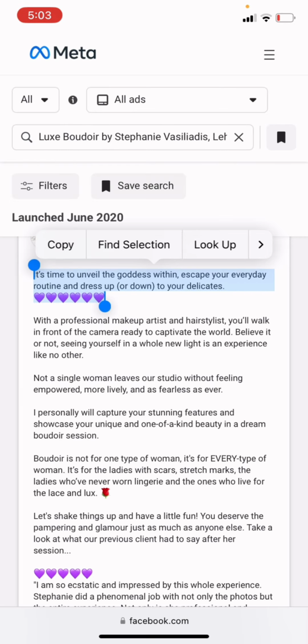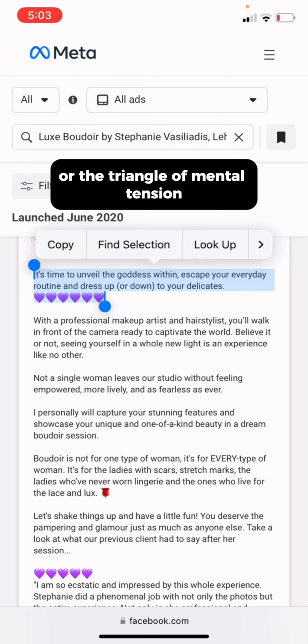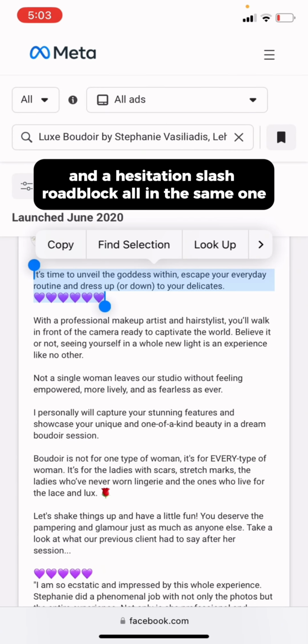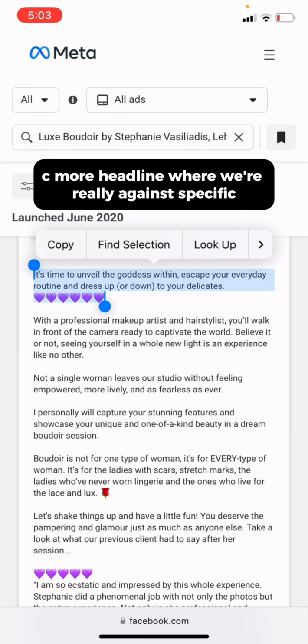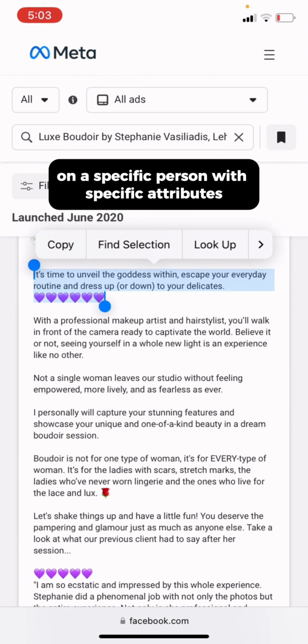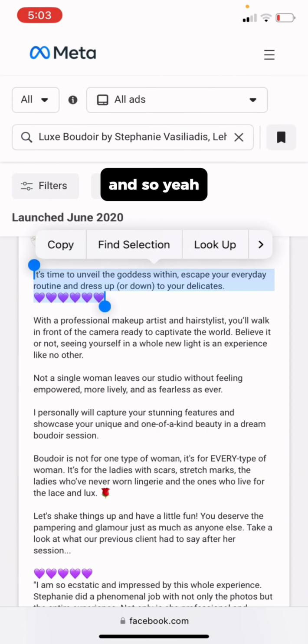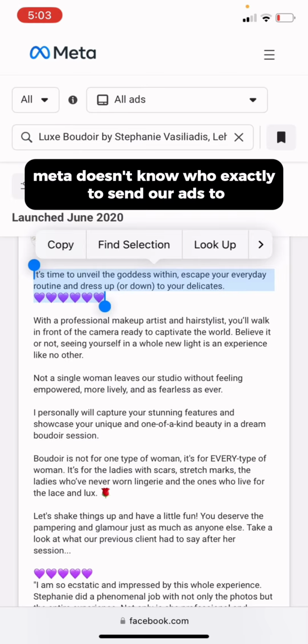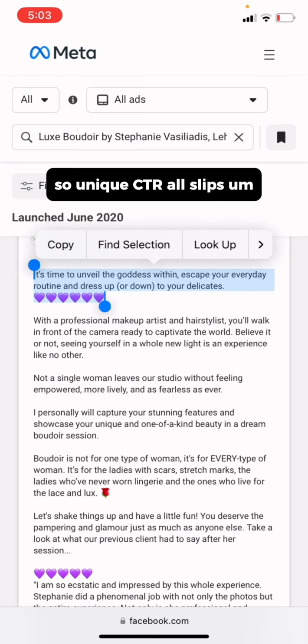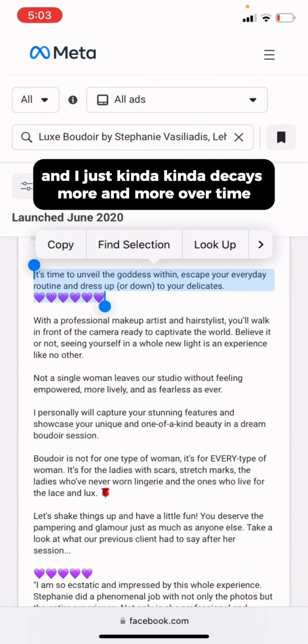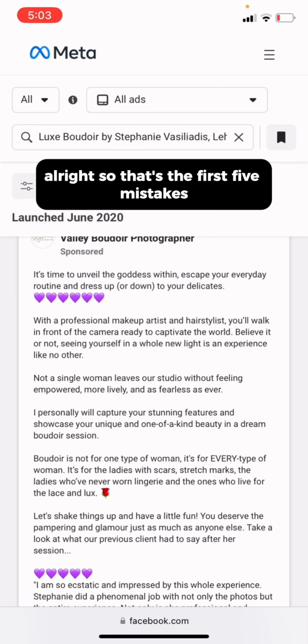So we're actually missing out on the trifecta or the triangle of mental tension: a negative, a positive, and a hesitation or roadblock, all in the same one Seymour headline, where we're really getting specific on a specific person with specific attributes that test well, because we let the data tell us where to go. And so, because of that, we're getting less specific, which means our ads, Meta doesn't know who exactly to send our ads to. So unique CTR slips, and ads kind of decay more and more over time. All right, so that's the first 5 mistakes.